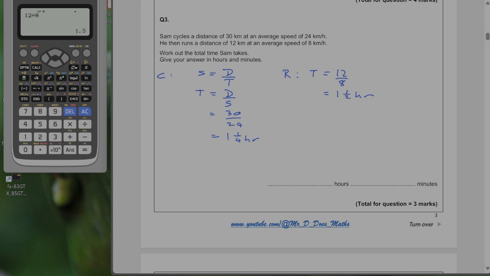Right, so that's going to be a total of 2 hours, and then a quarter of an hour is 15, 30. So we're going to be 45 minutes.